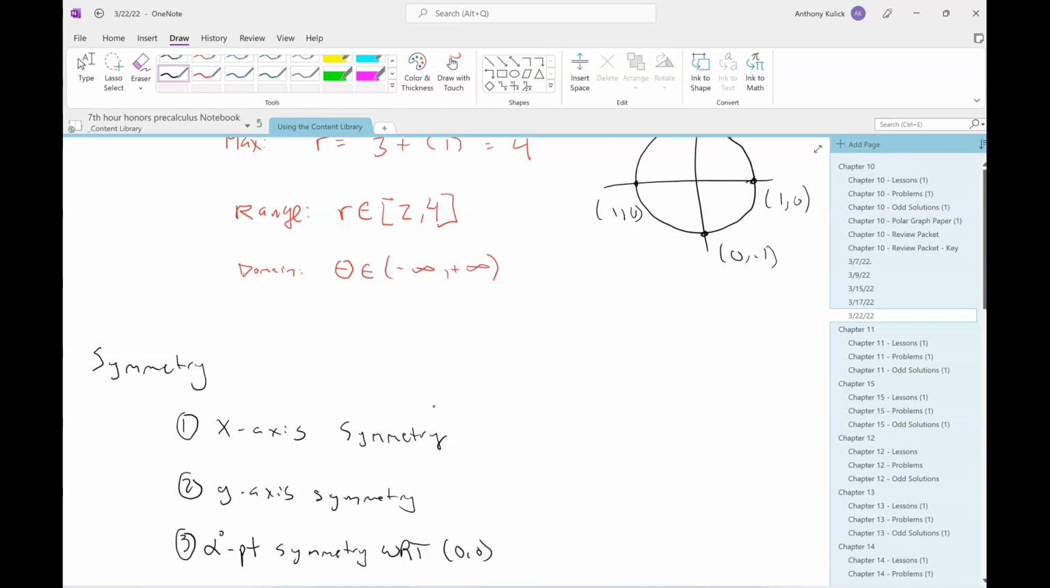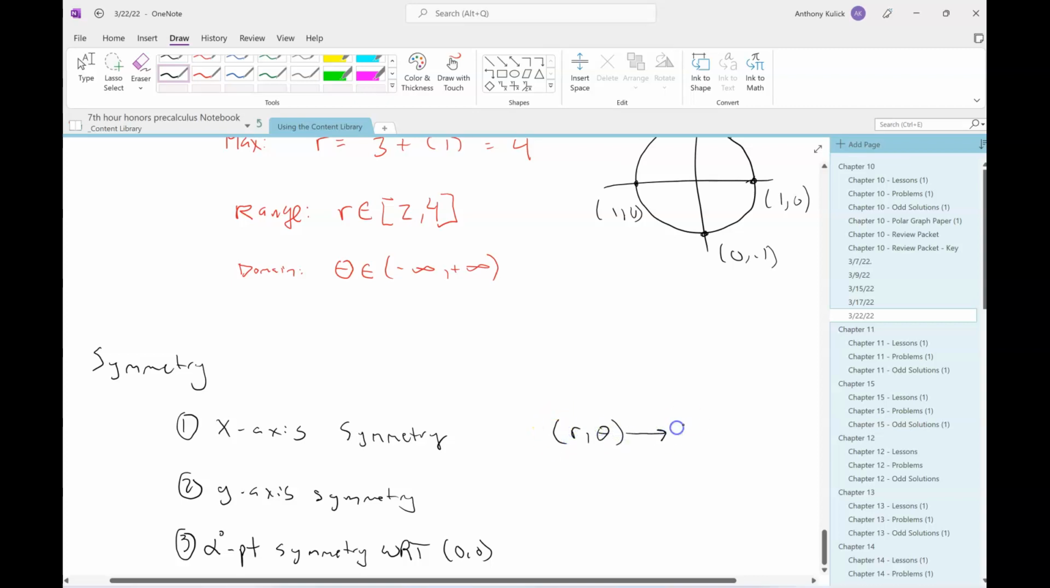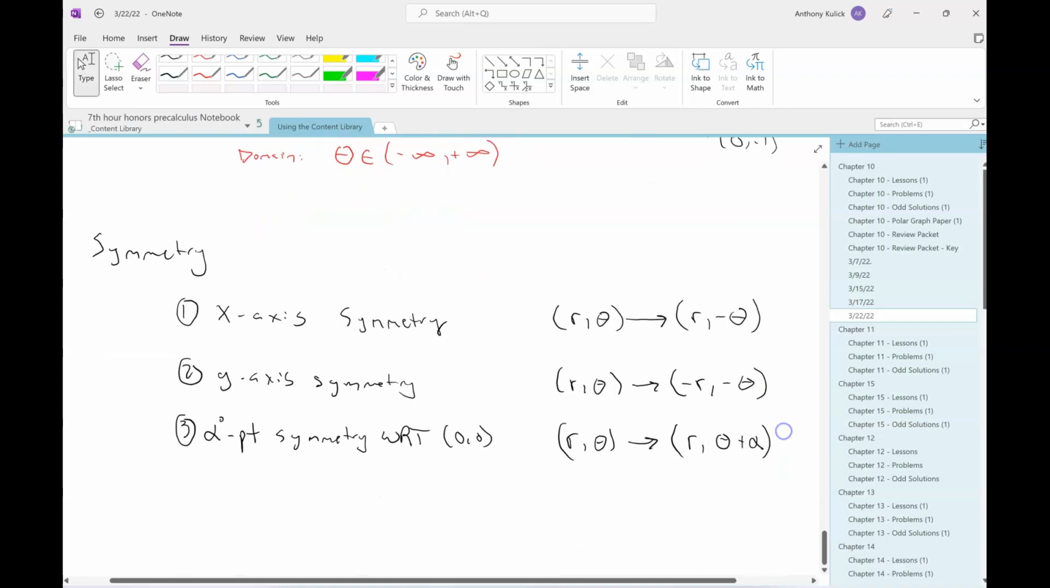The way that we're going to demonstrate something has x-axis symmetry is we're going to take the r and theta in our equation, replace it with an r and negative theta, and then show that that new equation simplifies down to the original. For y-axis symmetry, we're going to plug in -r and negative theta. And for alpha point symmetry, we're going to plug in theta plus alpha. So let's do an example.